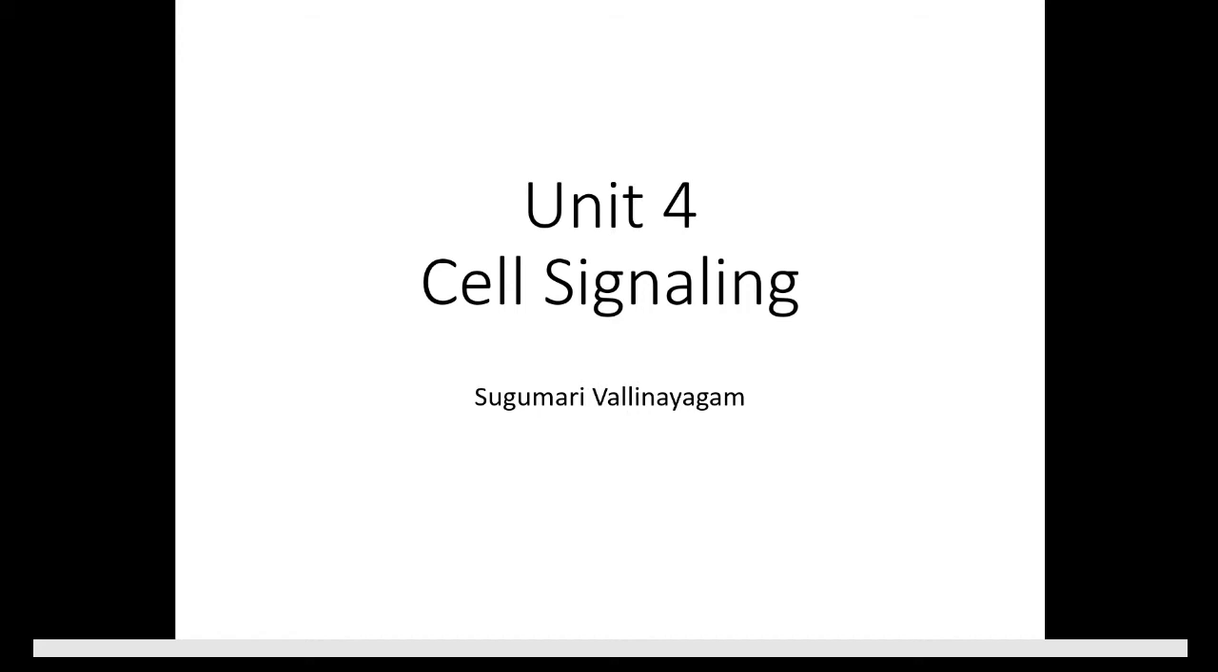Today's topic is cell signaling. Yesterday we discussed cell communication. Following the cell communication topic, we are going to discuss cell signaling. It's a major part of Unit 4 in the CSIR NET examination.